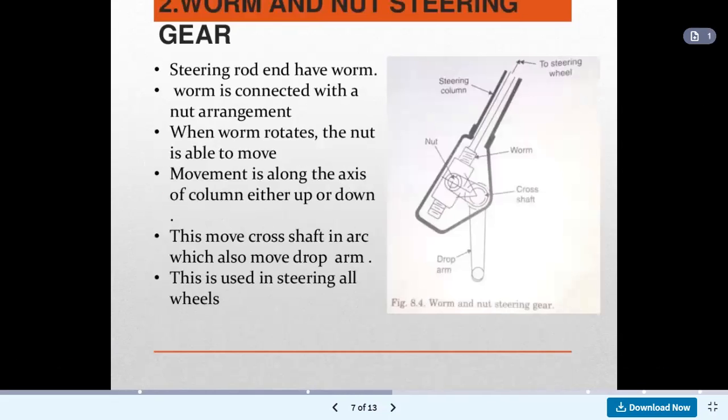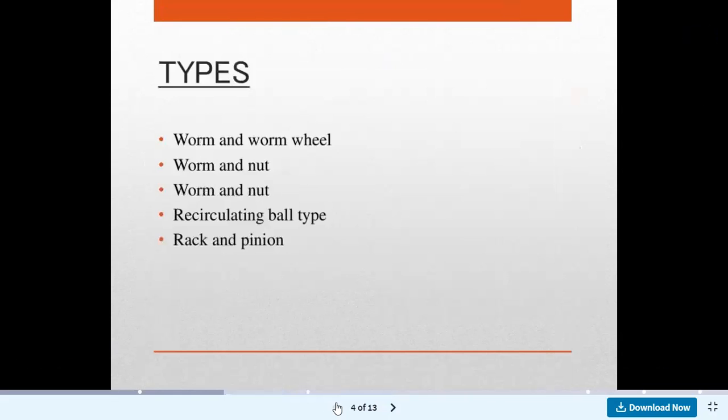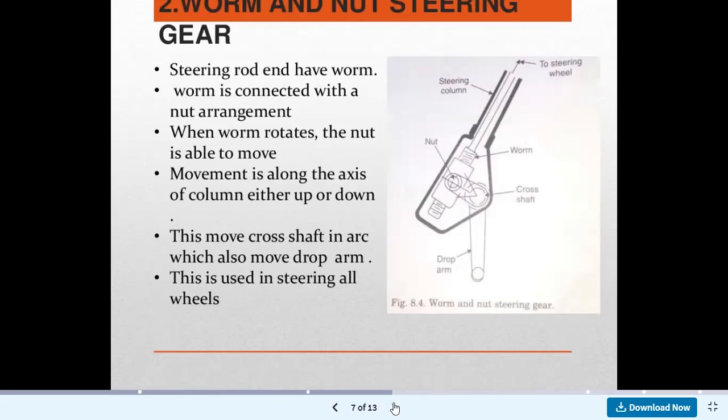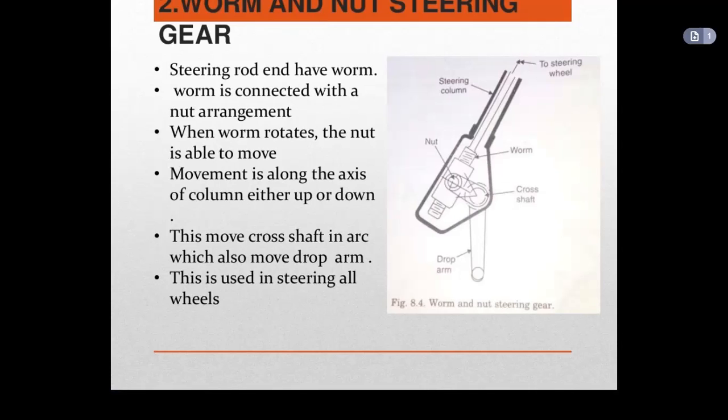If we see the next, that is worm and nut. The second type is worm and nut. In this case, this is the diagram of the worm and nut steering gear.